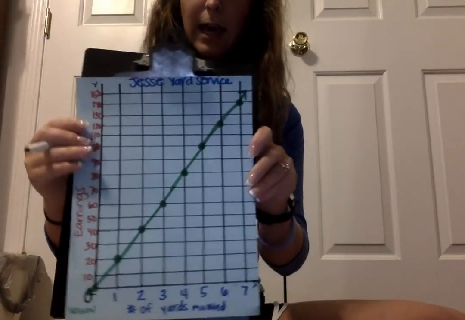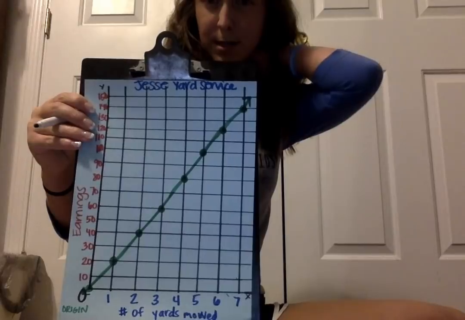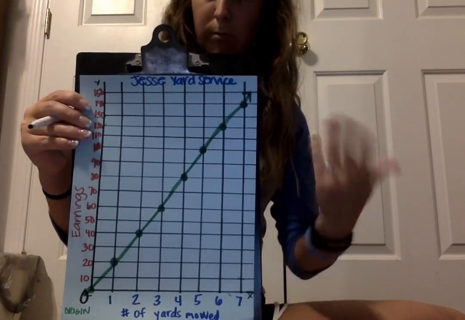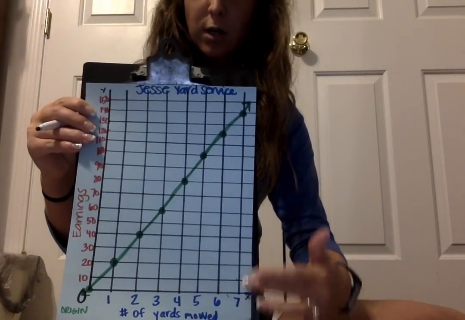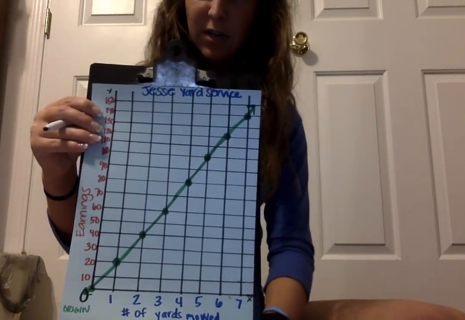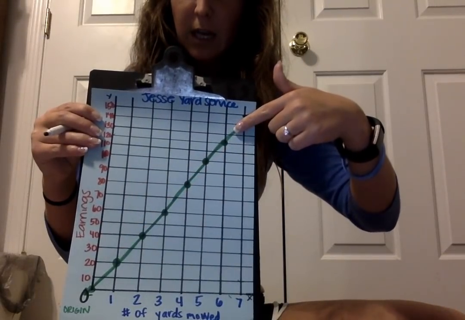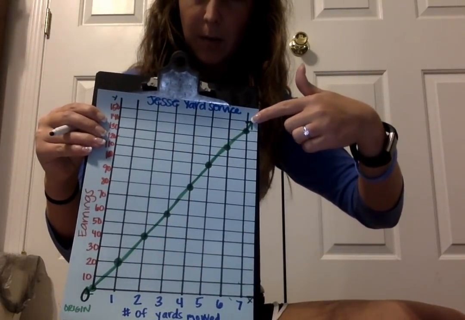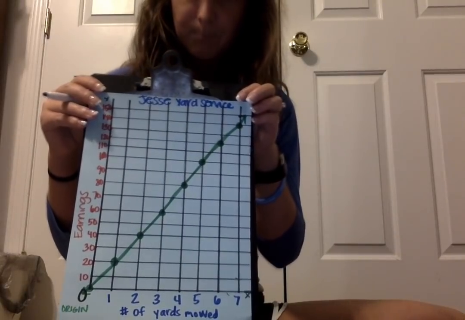So looking at my graph, the more yards he mows, the more money he gets. So if he mows more yards, his money's going to continue to go up. Therefore, this graph is showing an increase. Our dots keep going up and up and up. And anytime that we're going up, that means to increase.